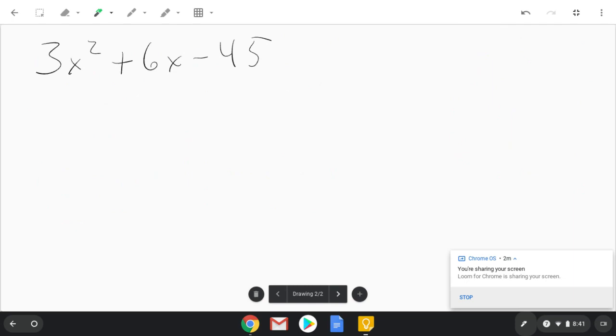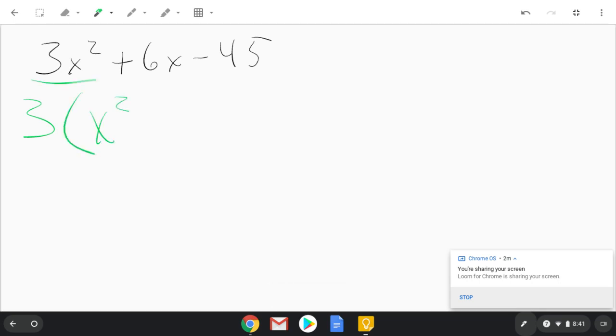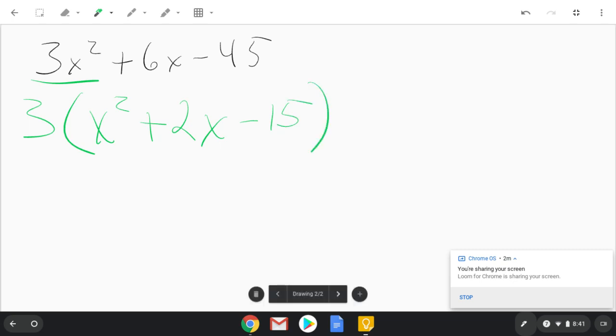All right, 3x squared plus 6x minus 45. The leading coefficient is not a 1, so I do want to start by seeing if I can factor out a greatest common factor. And the greatest common factor is 3. All right. So we're going to pull out a 3. 3 times x squared gives us 3x squared. 3 times 2 gives us the 6x. And 3 times something gives us 45. That would be a 15. So minus 15. All right.